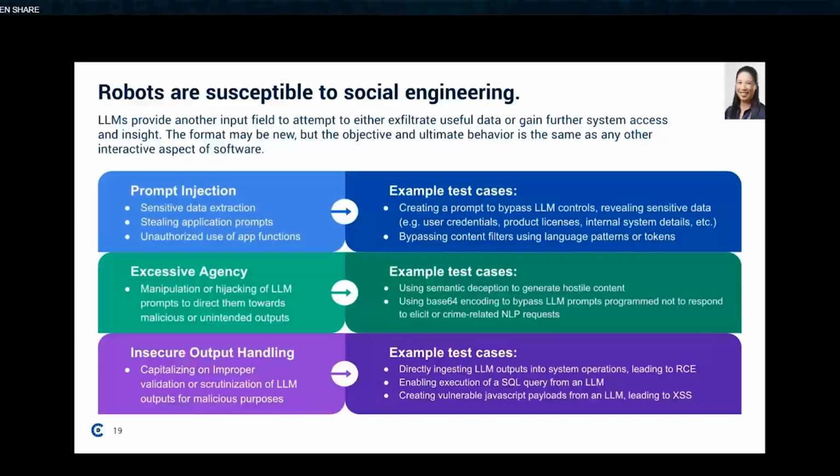So let's double click on this social engineering concept. When a hacker targets a person in a social engineering attack, that hacker is taking advantage of psychological patterns in our human brains. But when a hacker attacks an AI system, the hacker is taking advantage of the fact that the AI has been trained to think like a human.